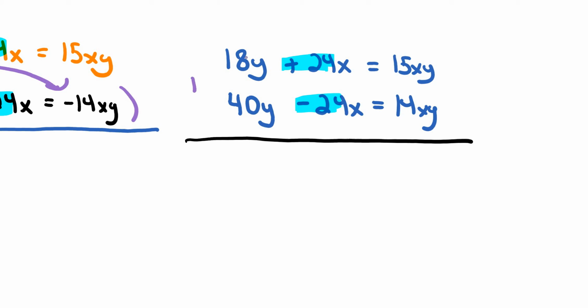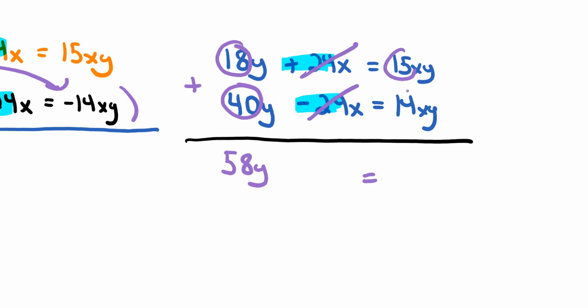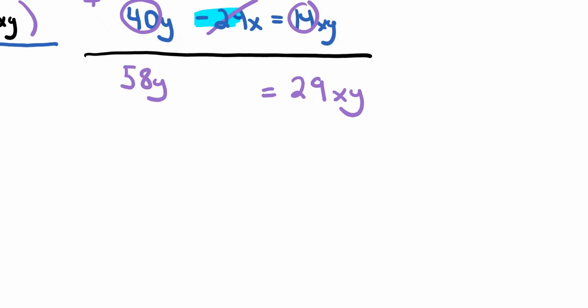So let's go ahead and add this now. 18 plus 40, let's go ahead and figure that out, and that gives you 58. So this would be 58y. The x's will cancel off. And let's go ahead and add 15 and 14. So 15 plus 14 is going to be 29, so 29xy.